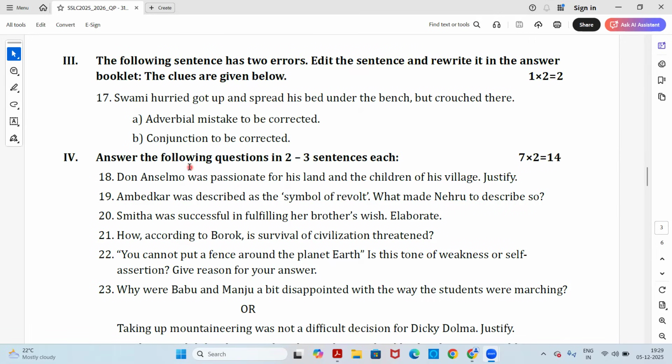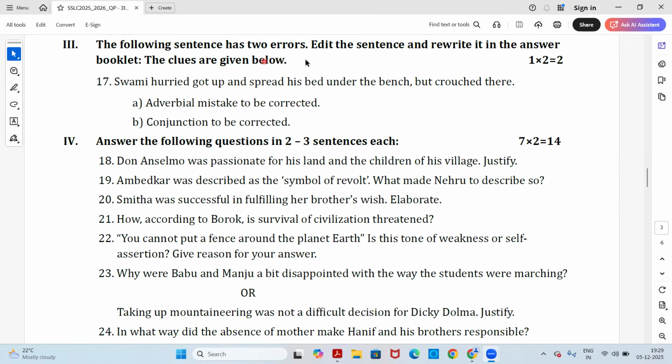Okay, next main, we have: the following sentence has two errors. Edit the sentence and rewrite it in the answer booklet. The clues are given. So, Swami hurried, got up, and spread his bed under the bench, but crouched there. So this is a sentence. Now this is error and correction. This sentence has two errors, mistakes in it. You have to read it and you have to correct those errors.